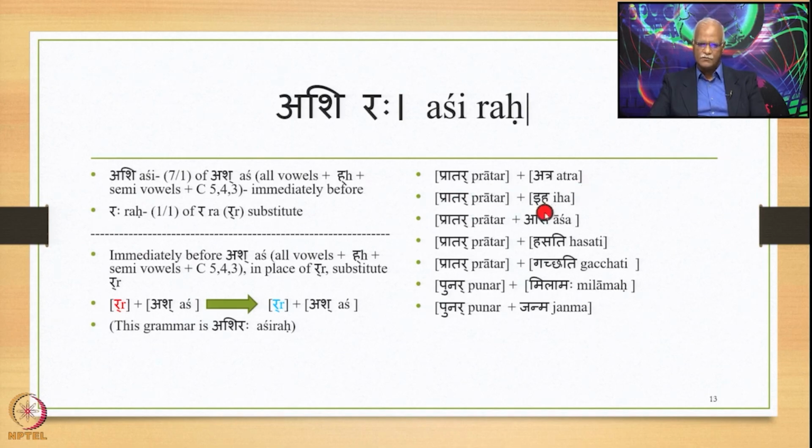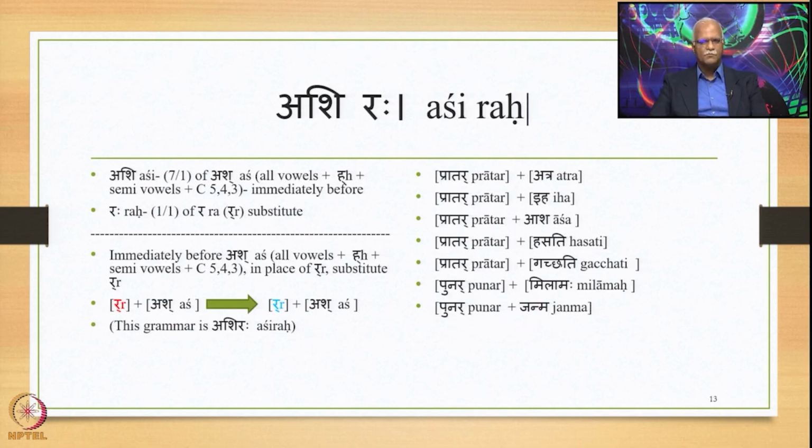Similarly, pratar iha, r is substituted by r only. Similarly, pratarasha, r has no other substitution. Pratar hasati, this is part of ash. Pratar gacchati, once again this is part of ash, and so r is substituted by r only. Punar milamaha, punar janma, in all these cases r coming at the end of the pada is not substituted by any other element because there is ash that follows.